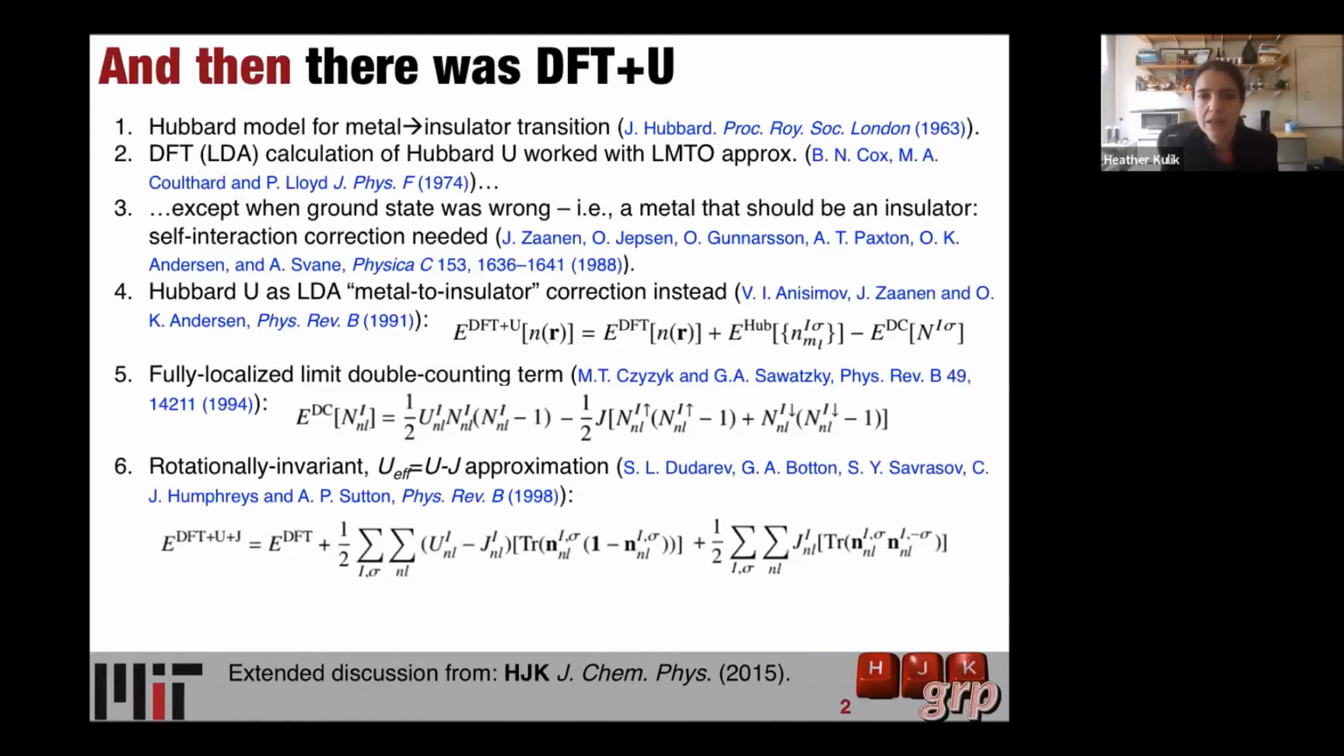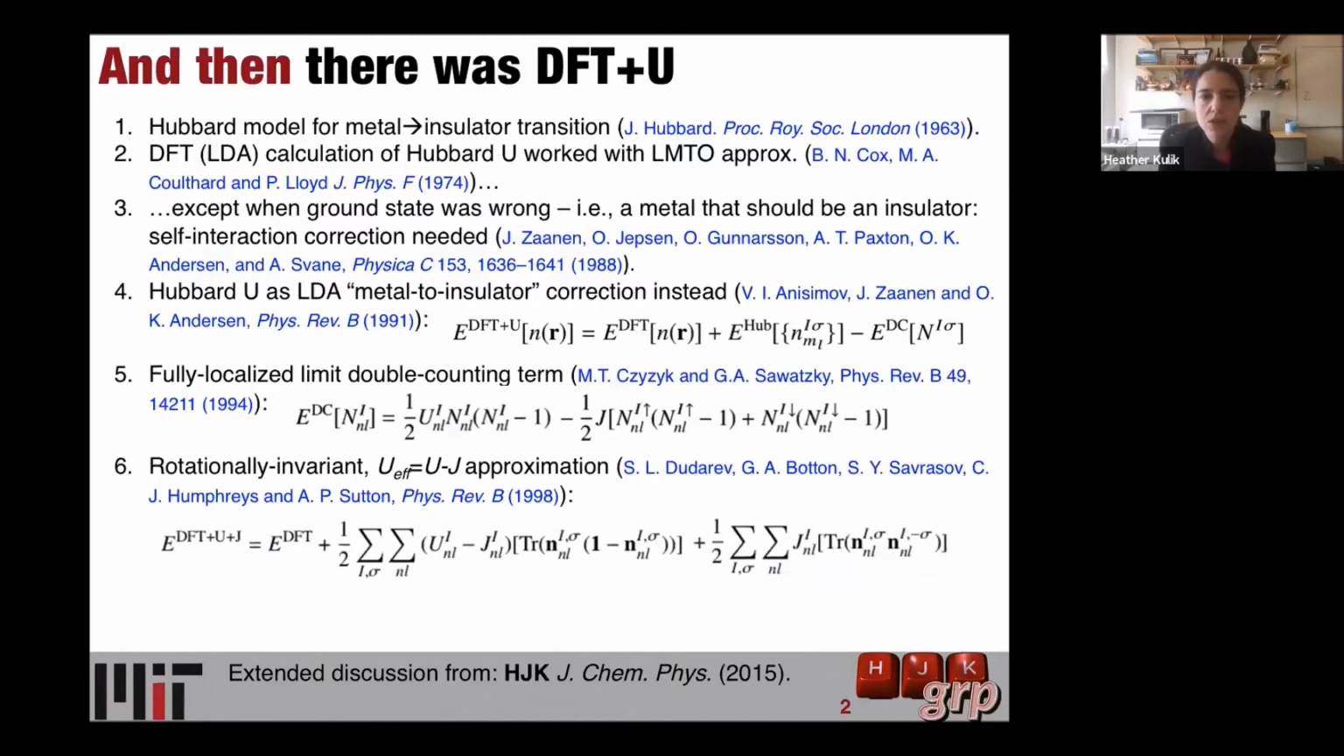But then I guess the key thing here is the Dudarev et al. approximation from 1998, which made a further simplification. And I'll talk more about what typical functional forms look like for the rest of my talk. This is more of a historical slide, but this is the standard DFT+U with a J term included. And the J term can be thought of as a measure of exchange.